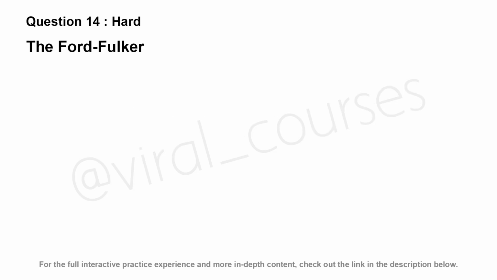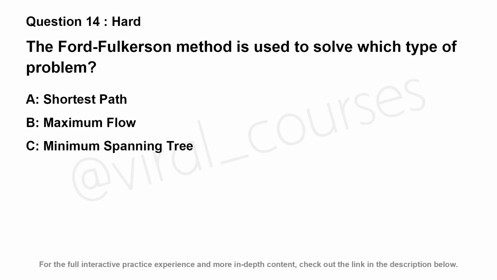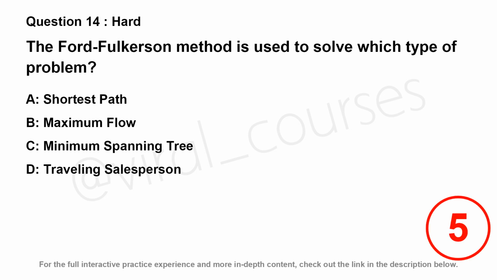The Ford-Fulkerson method is used to solve which type of problem? Option A, shortest path. Option B, maximum flow. Option C, minimum spanning tree. Option D, traveling salesperson.